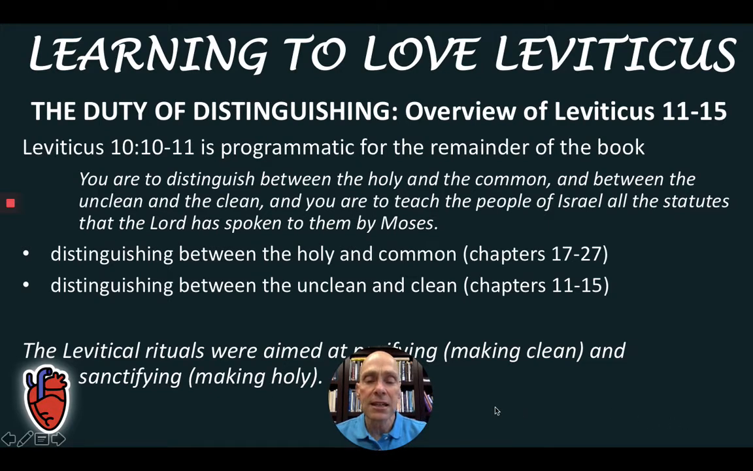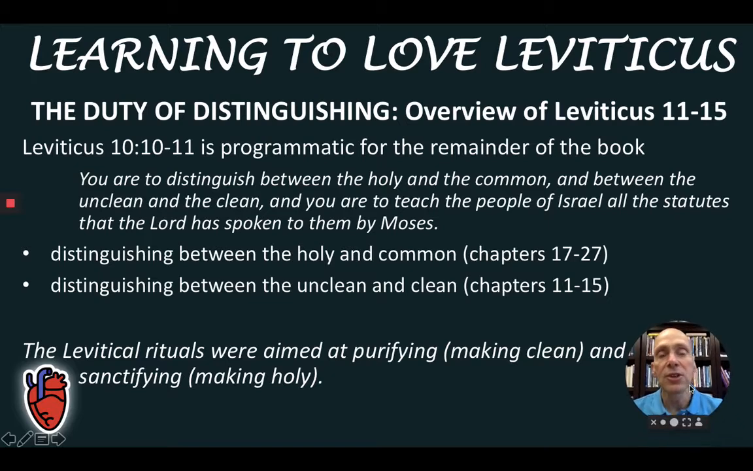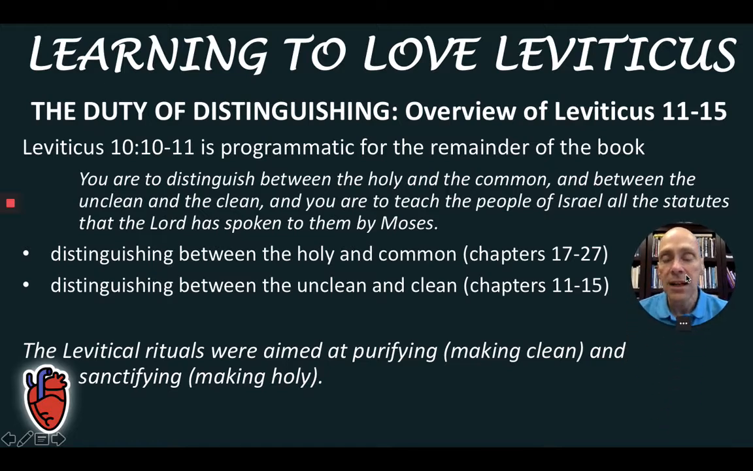But we can say this about the Levitical rituals that we see throughout the book. Rituals that we've already seen, actually. A main part of the first 7 chapters have to do with sacrificial rituals. And the Levitical rituals were aimed at 2 things, and we kind of see them here as they're outlined in chapter 10, verses 10 and 11, setting this trajectory, that they're aimed at purifying or making clean, and they're aimed at sanctifying, or what we could say, making holy.